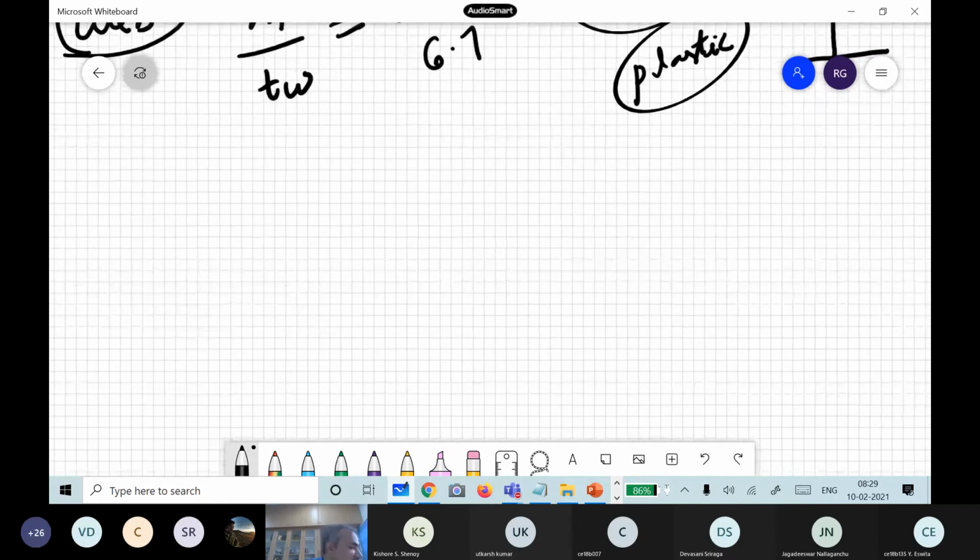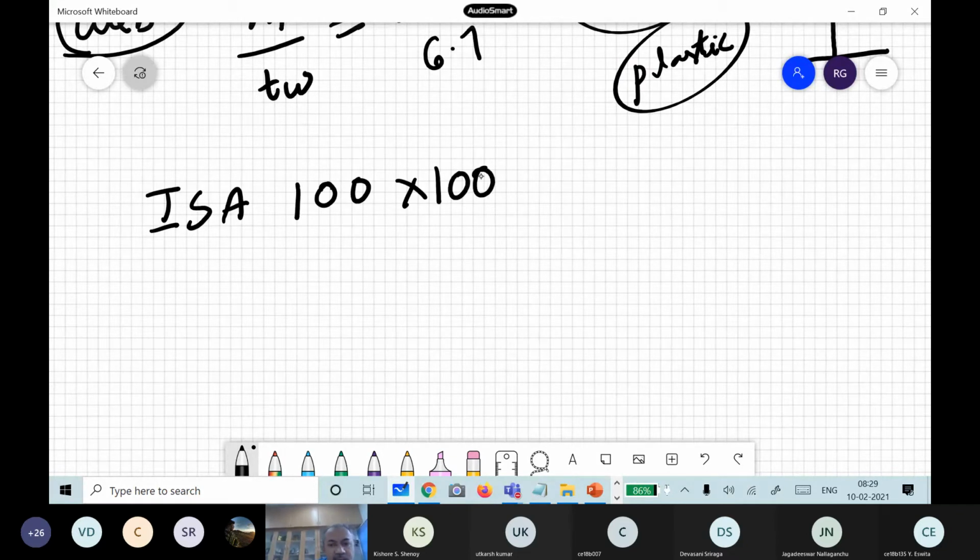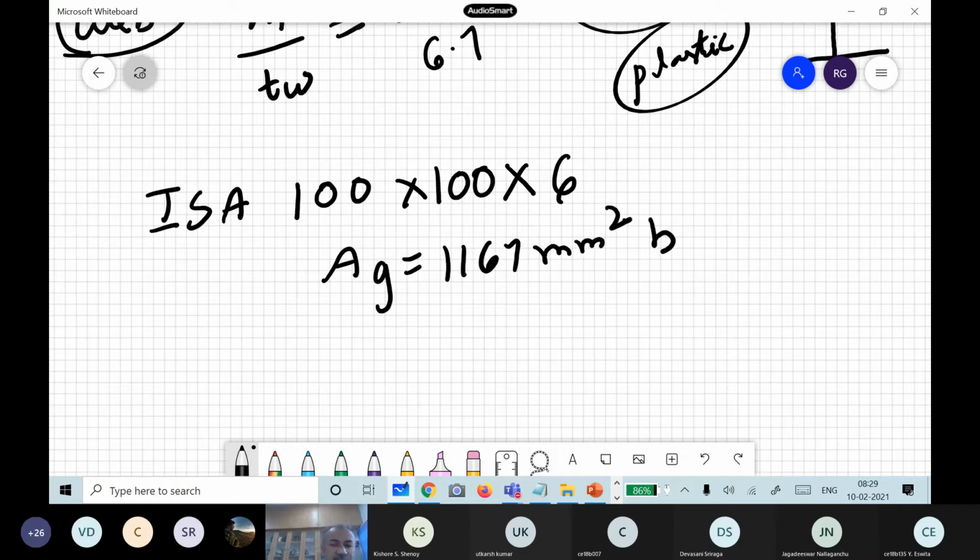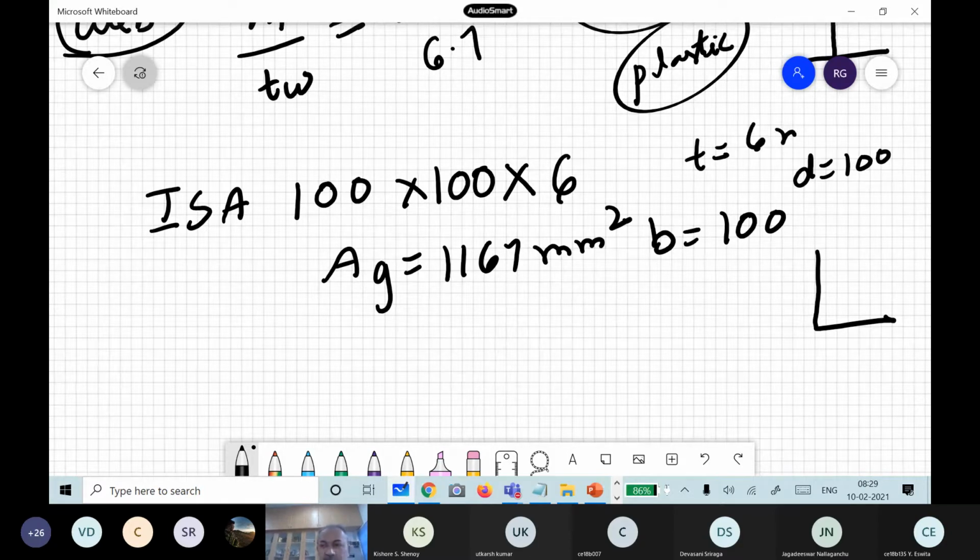We can classify. Now, in a similar way, let us do this cross section. You can check the angle section, equal angles 100 by 100 by 6. Now you can comment. From the steel tables, you copy all the values. The gross area is 1167 mm square. This is available in the steel table, and the width is 100 because it's an equal angle. Depth is also 100 because B and D are both the same. Then the thickness of this equal angle section is 6 mm.